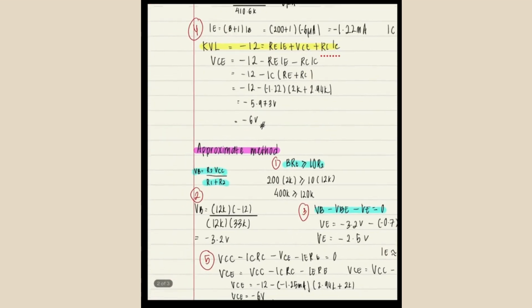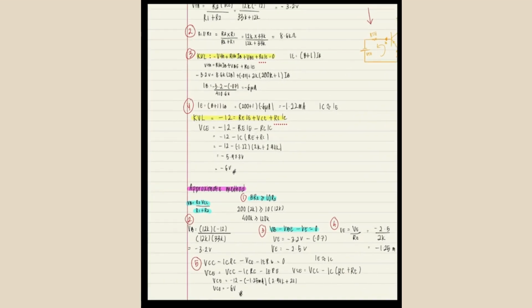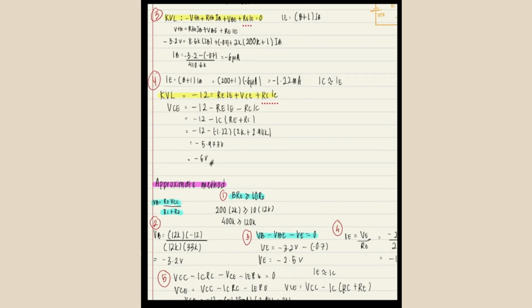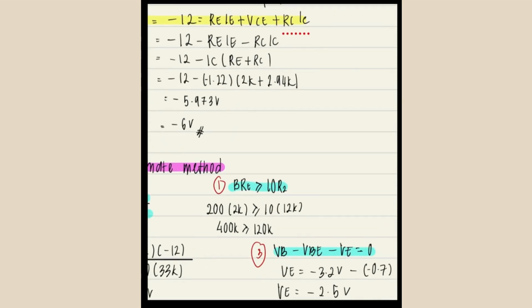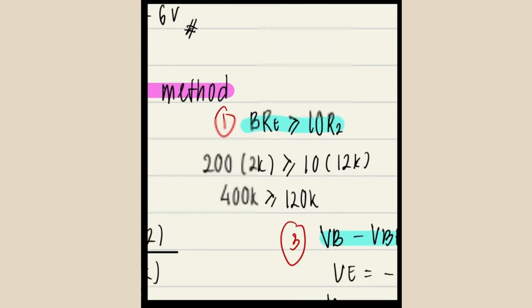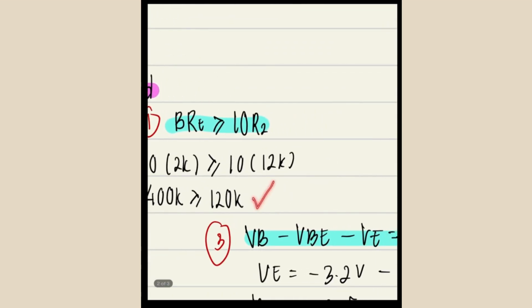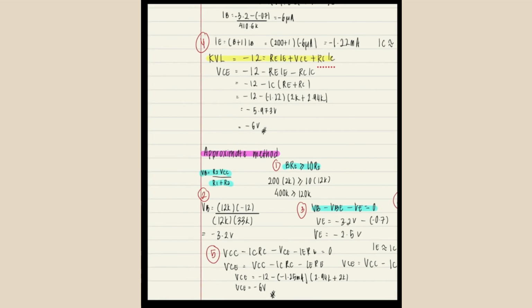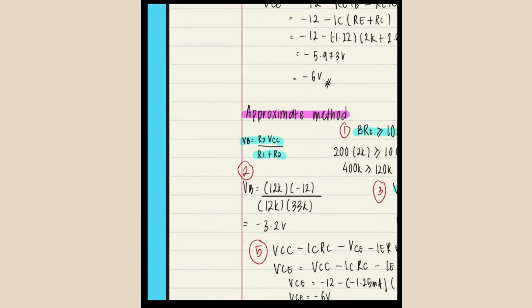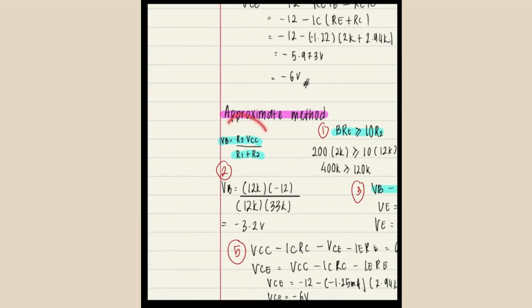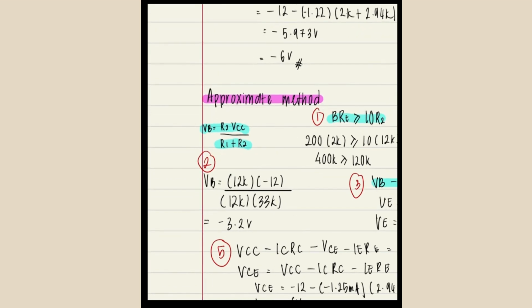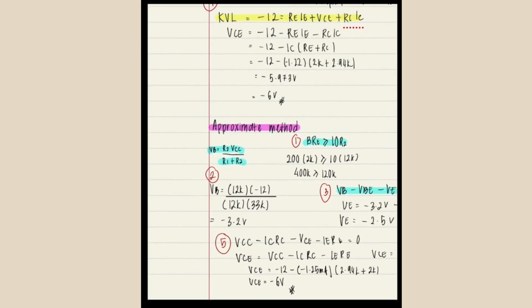And for the approximate method, we first check the approximate method rule, which is beta times RE greater than or equal to 10 R2, and we check that we can apply the approximate method. Second, we want to find VB by using the VB formula, R2 times VCC over R1 plus R2, and we put the values into the formula and get VB is negative 3.2 volt.